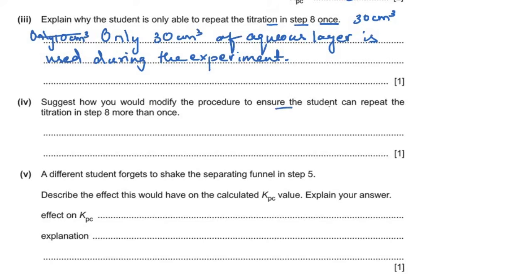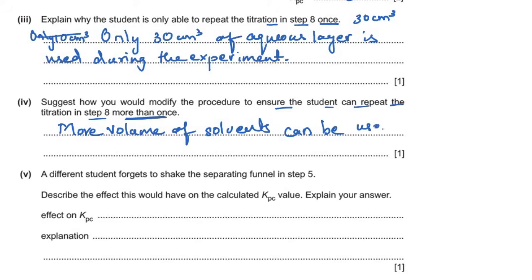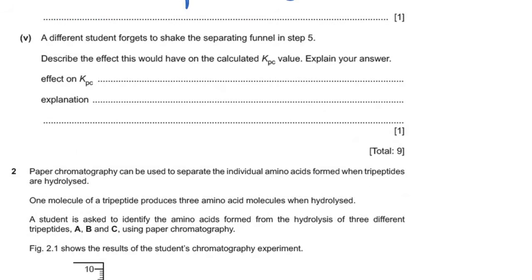And so let's go ahead with the next sub question, where it says: suggest how you would modify the procedure to ensure that the student can repeat the titration in step 8 more than once. So we can say that more volume of the solvents can be used, or we can also say that the volume more than 30 centimeter cube should be used. That will give us the better performance, and so more titrations can be performed.